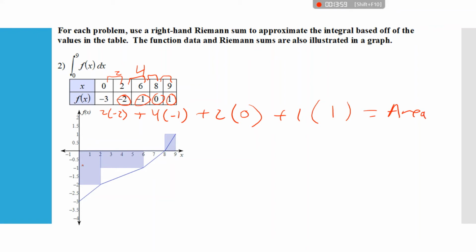Okay, here it is graphically. I've got a rectangle with -4 area, another rectangle with -4 area, a rectangle with 0 area, which we don't have to graph, and the next rectangle with 1 area. If we add all that together, I've got -4 minus 4 plus 1, or -7 for my area.